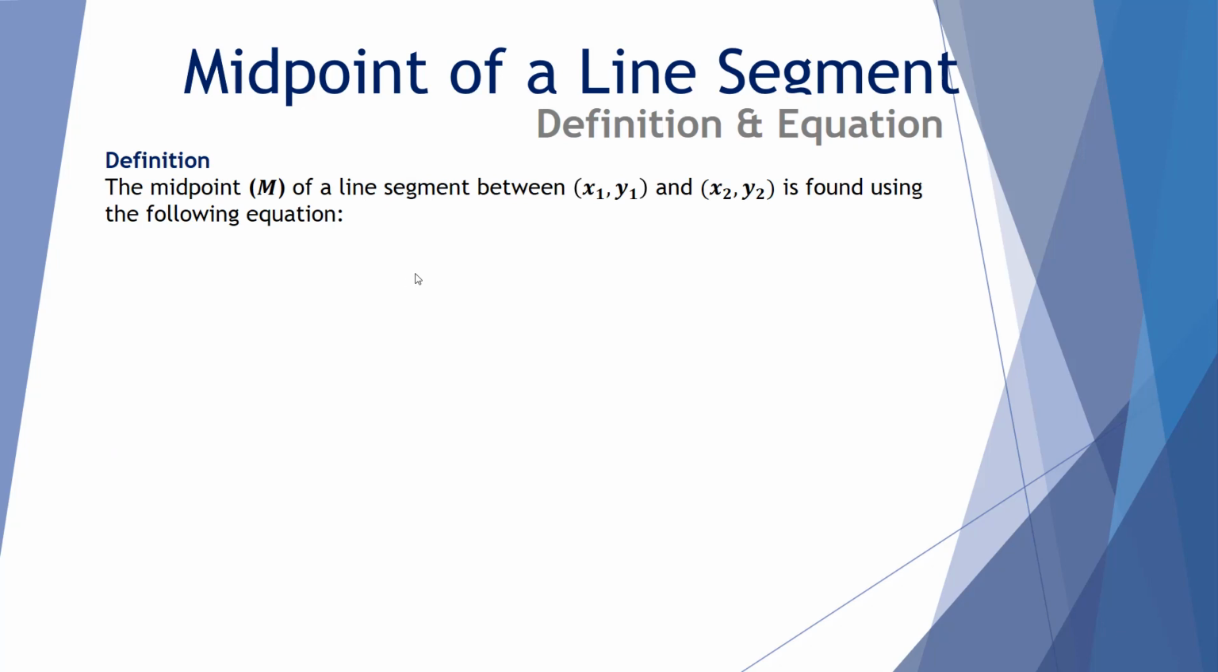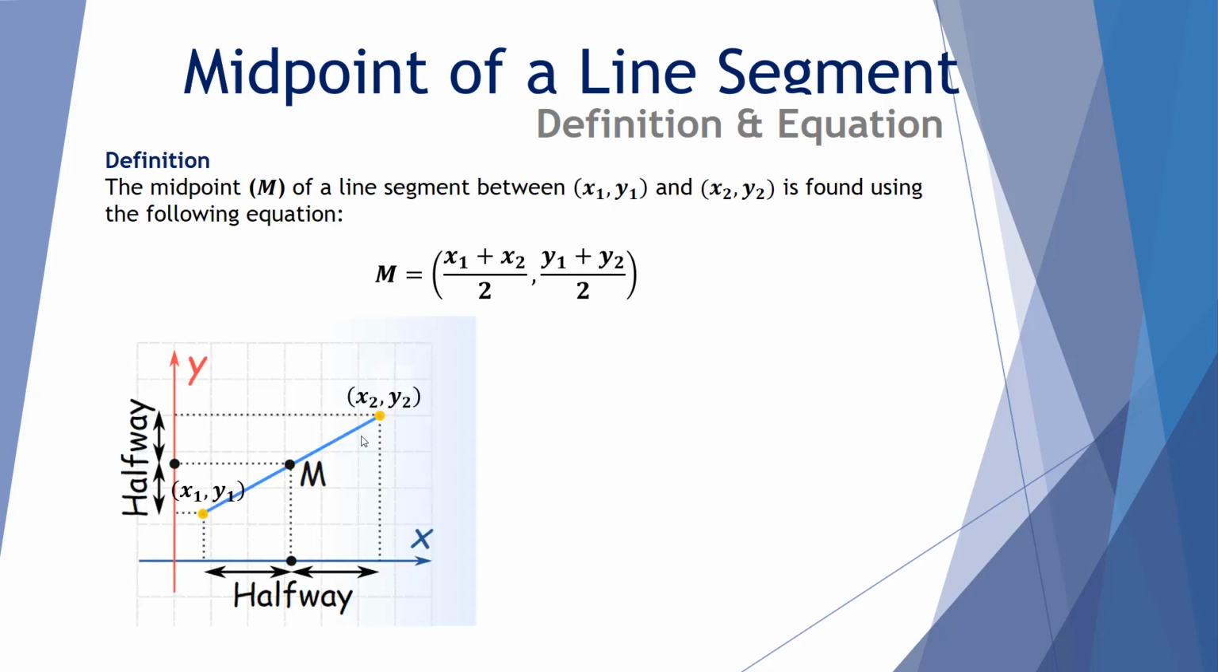So the midpoint of a line segment between a point x1, y1, point 1, and point 2, x2, y2 is found by using the following equation. And we just presented that one. So the midpoint is x1 plus x2 over 2, comma, y1 plus y2 over 2. So this is going to give me an x and y coordinate. So here's an example, the diagram that we had and we just looked at.